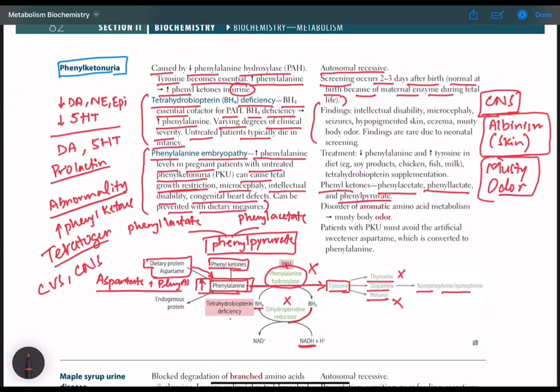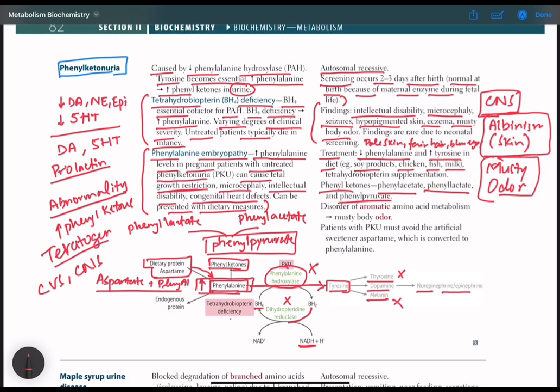The findings will be intellectual disability, microcephaly, and seizures. These are all the CNS symptoms. Then these patients also have hypopigmented skin, eczema, and musty body odor. These patients also have pale skin, fair hair, and blue eyes. The treatment is decreased phenylalanine in the diet and increased tyrosine in the diet, like soya products, chicken, fish, and milk.